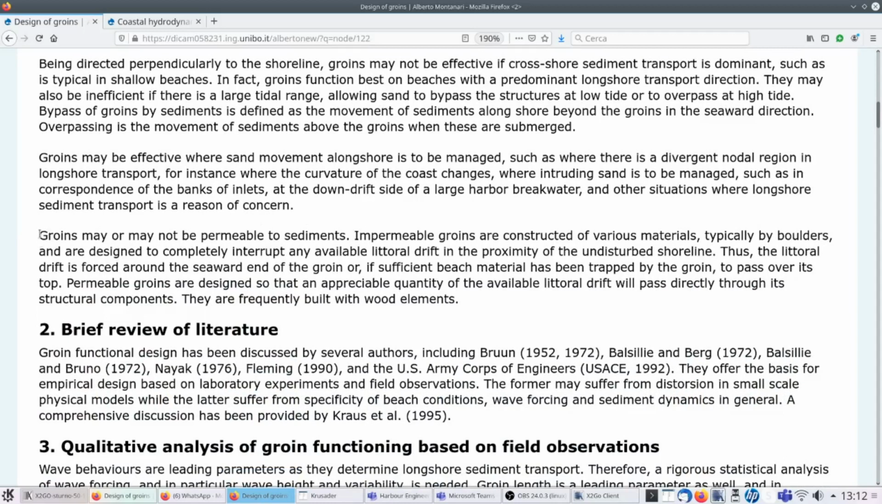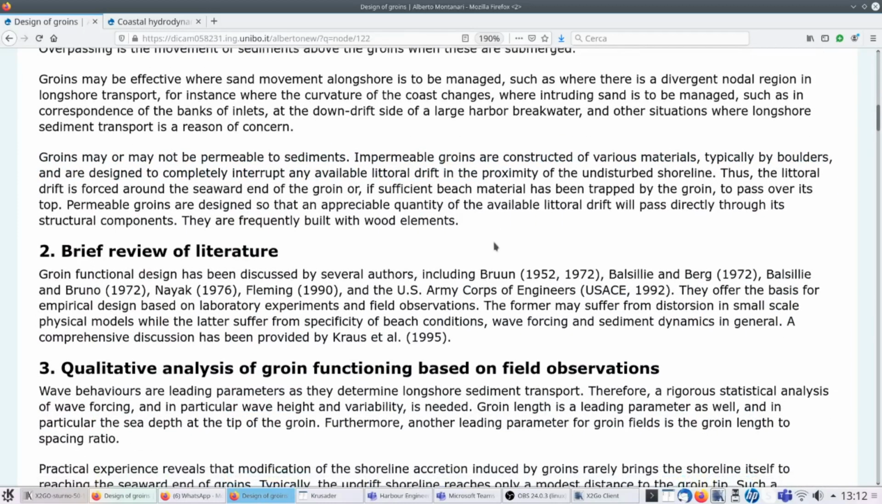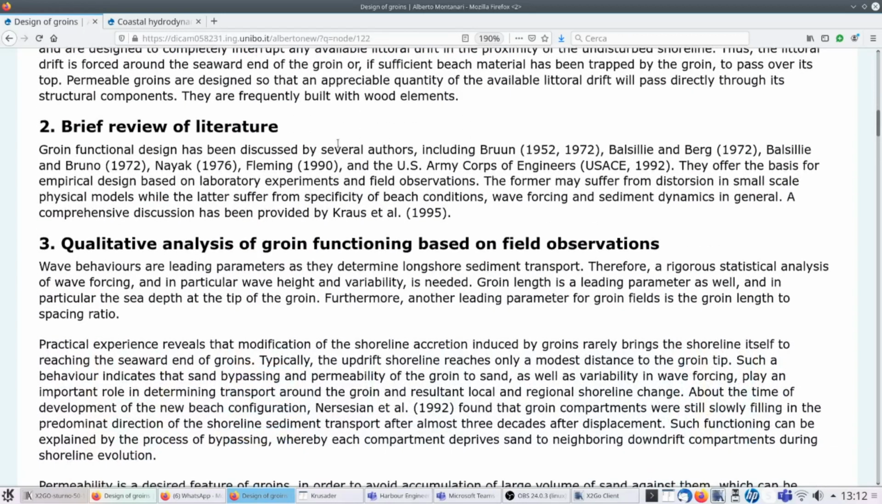We already spoke, first of all, about permeable or impermeable groins, and that's okay. And let's talk about the design. First of all, groin design is described extensively in the literature. I make reference to material that is public domain, as usual, and it's basically carried out by using empirical relationships. And the reason is the usual one.